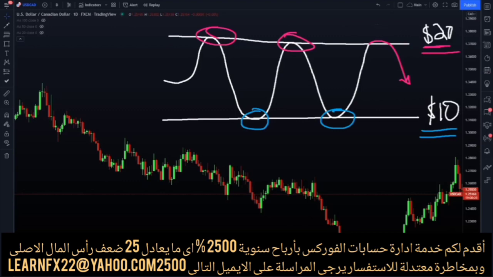This is the simplest form of example of what we're about to talk about in today's video. The idea behind this is that what we would call up here, we would call overbought, okay, OB, and we would call this concept down here oversold.